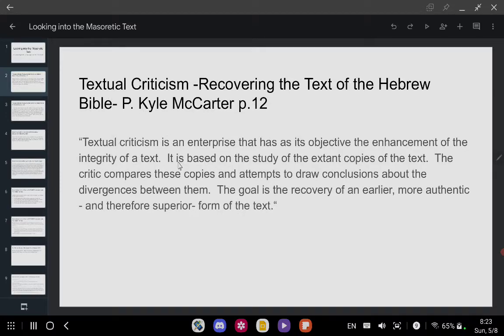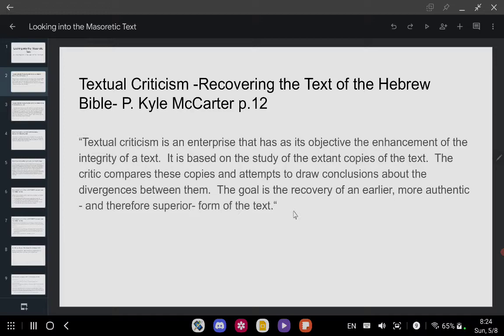So one of the things that I wanted to show is this particular book that I've gotten called Textual Criticism: Recovering the Text of the Hebrew Bible, by this particular gentleman here. He gives a pretty good explanation. Basically, I would just tell people it's a process by which scholars look at various manuscripts to figure out what the original is. But I like his definition here. Textual criticism is an enterprise that has as its objective the enhancement of the integrity of a text. So I like that, because what they're talking about is they're trying to enhance, make greater the integrity, the trustworthiness of a text. And it's based on the study of the extant, or the existing, copies of the text. And again, this is referring to biblical textual criticism.